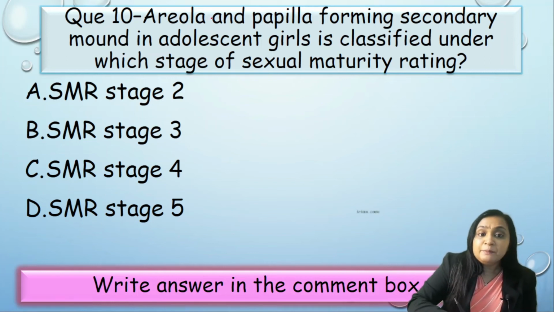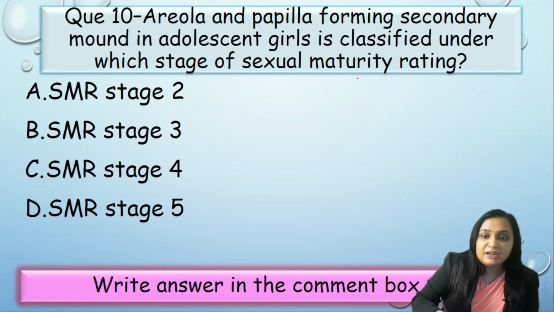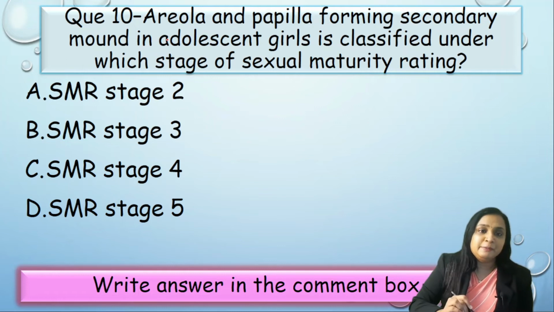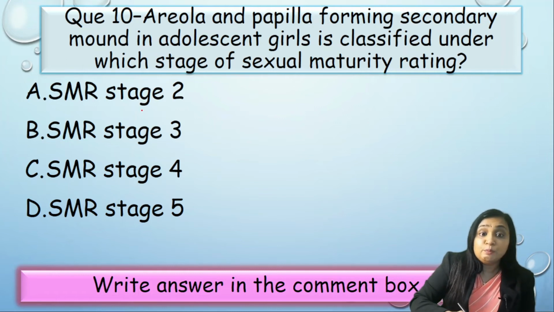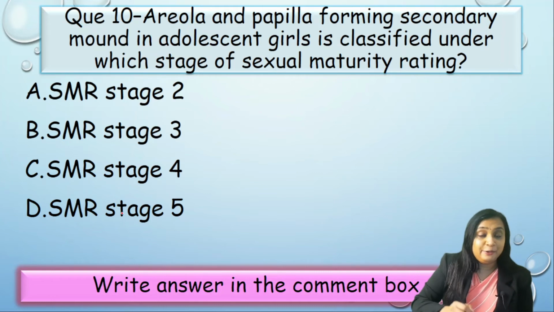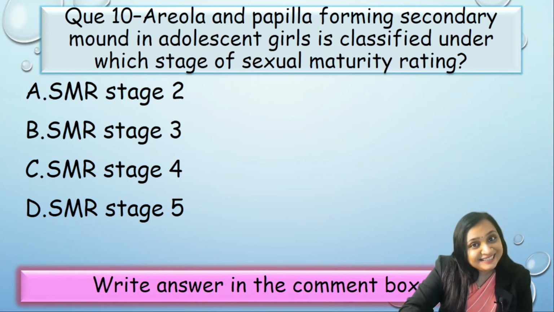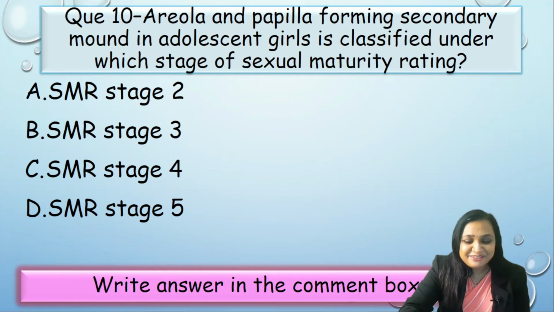Question number 10. Areola and papilla forming a secondary mound in adolescent girls is classified under which stage of SMR? Okay, SMR stage 2. The options are A, SMR stage 2, B, SMR stage 3, C, SMR stage 4 and D, SMR stage 5. If you are still confused, I suggest go back and repeat the video.